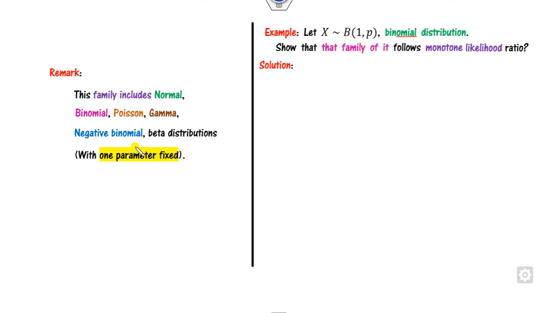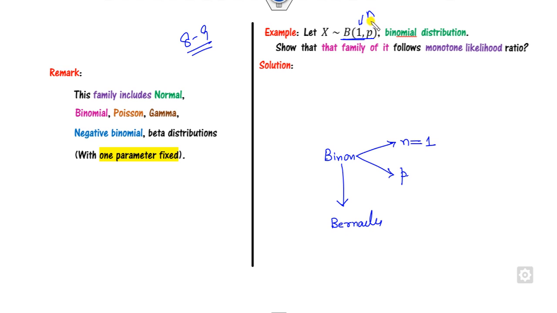For example, now let's start with the 8 to 9 examples in here. Let X follow the binomial distribution, because we all know that in the binomial distribution, how many unknown parameters? There are two unknown parameters, n and p. If n is equal to 1, then this binomial distribution becomes my Bernoulli distribution. Fine. So we all know that if here n is 1, so it is a binomial or the Bernoulli. Then you have to prove that it's a family.